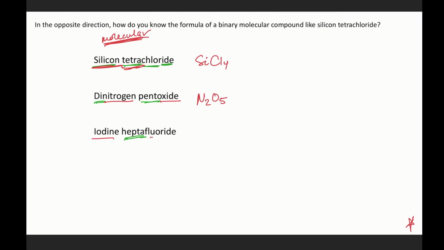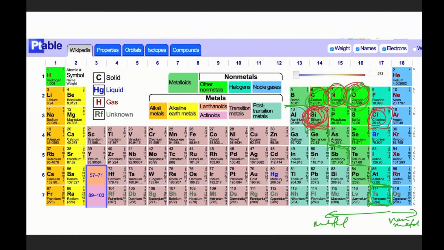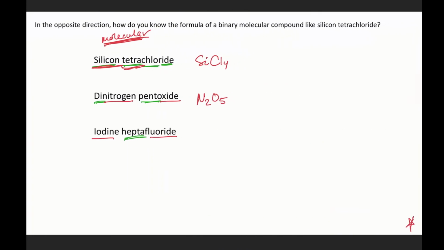Iodine heptafluoride. So we'd see iodine and fluorine. Iodine is here, fluorine is here. So again, 2 nonmetals. So we'll just write what it says, which is 1 iodine and 7 fluorines. So again, ide just means binary. Ide doesn't mean ionic or molecular. Ide just means binary. So then we need to figure out, is it metals and a nonmetal or just nonmetals? And then we can figure out the naming from there. Does that make sense?